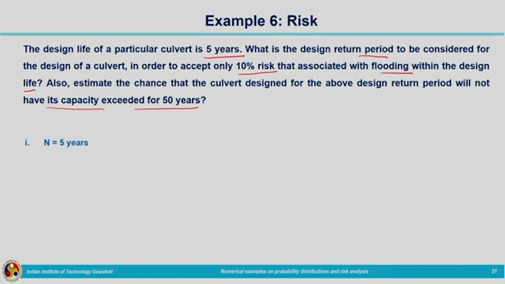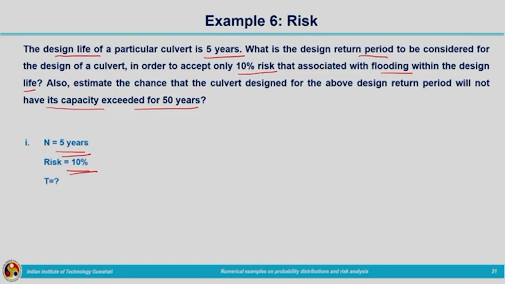In the question it is given that the design life of the culvert is 5 years. Those types of structures will be given less importance, that is why the design life is given as 5 years and the return period considered also will be less in such cases. Here we need to compute the risk associated with the structure. N is equal to 5 years and risk allowed is 10%. We need to compute the return period corresponding to this allowed risk.